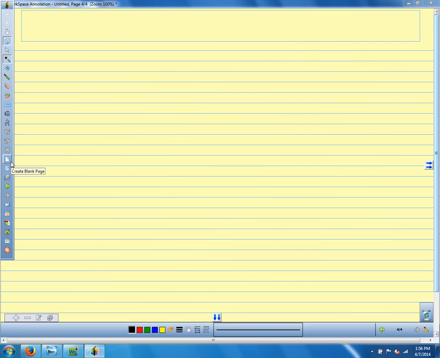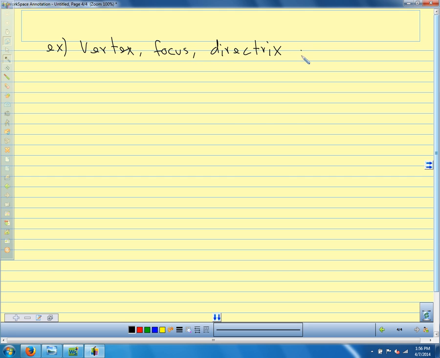All right, so let's look at a few examples. For this example, we want the vertex, focus and directrix of y equals 0.5x squared. Well, the first one's easy. What's the vertex here? (0, 0). The vertex is at (0, 0). So that one's easy. We want to find the focus and directrix now.